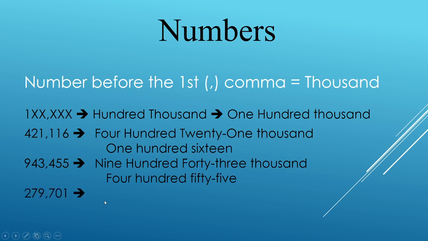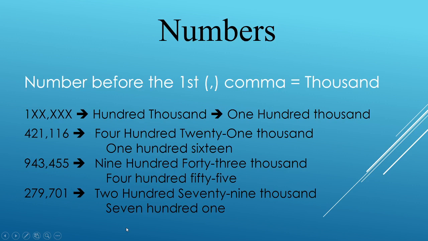All right, let's try the last number. Once again, pause the video, try to say this number a few times, and then unpause the video and listen to me say the number. To say the number, remember the first comma, we add 1,000, right? So this number is 279,701.